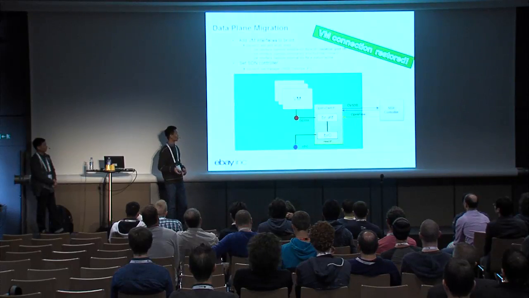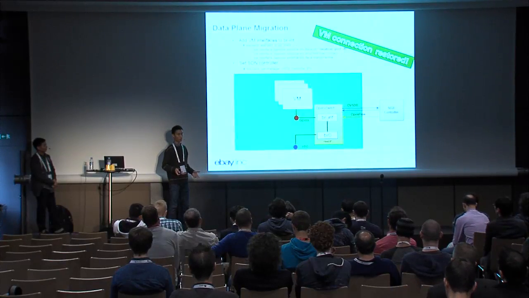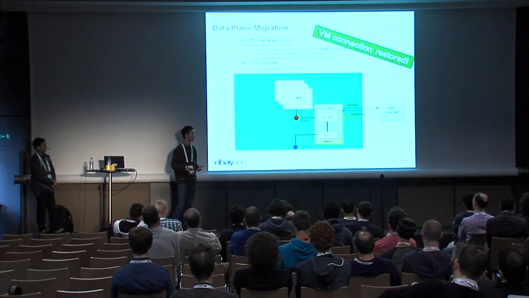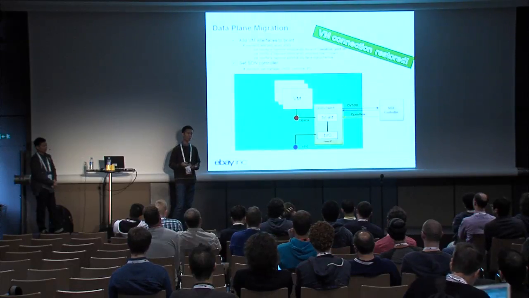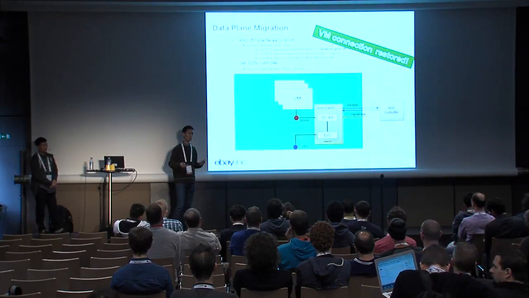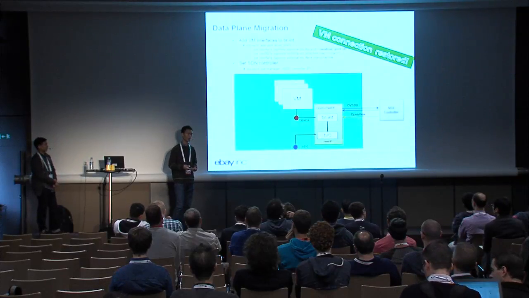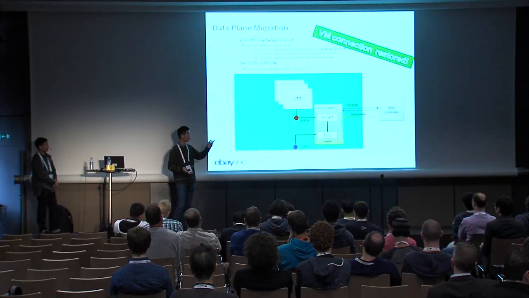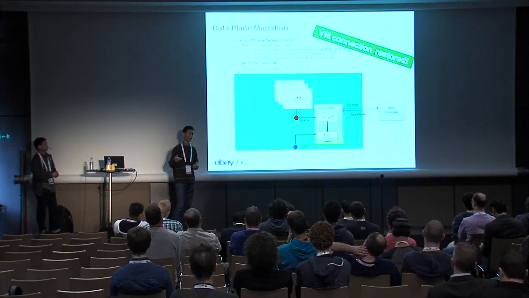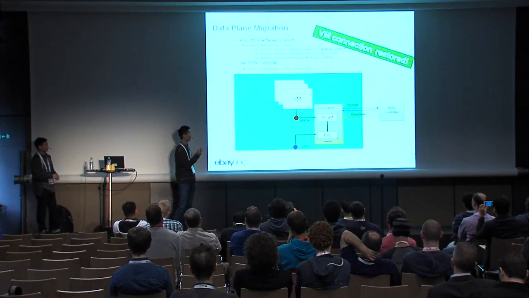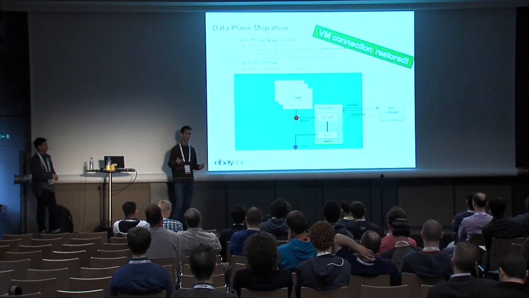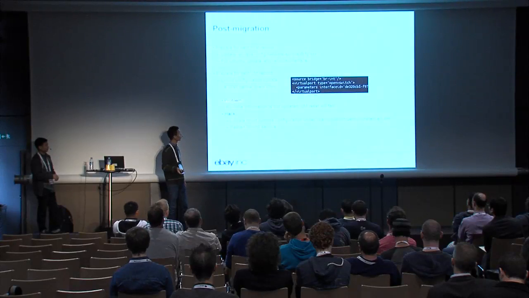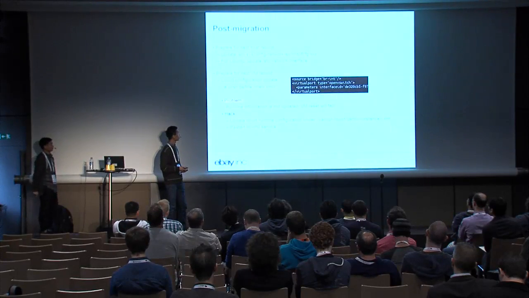Maybe I should also mention that this is for the bridge mode, right? But the same solution can be applied to overlay. If it's overlay, in the control plane you set up not the bridge connector, but the tunnel connector, STT connector, or VXLAN connector, whatever. When the OVSDB connection is requested, the SDN controller will instruct the hypervisor to set up the STT tunnels or VXLAN tunnels. So the steps are very similar.